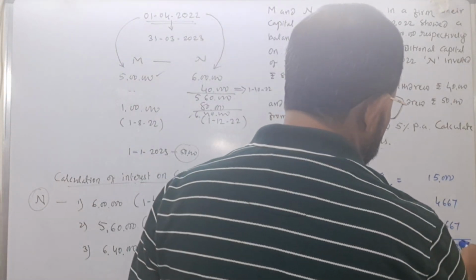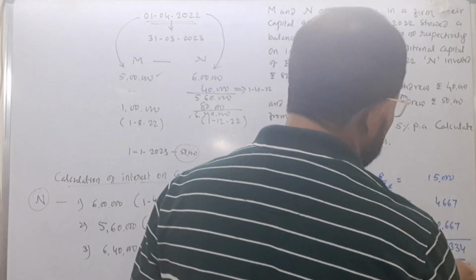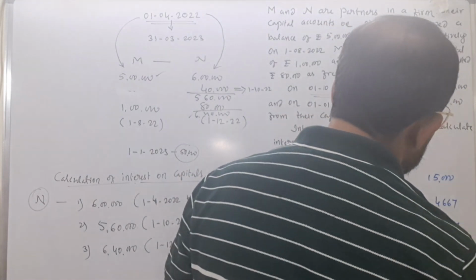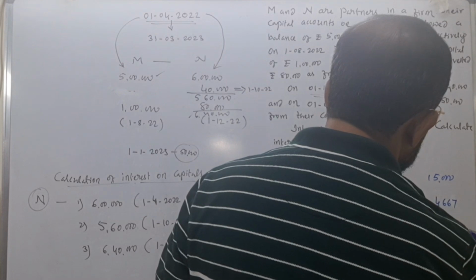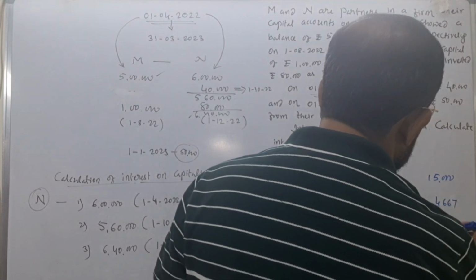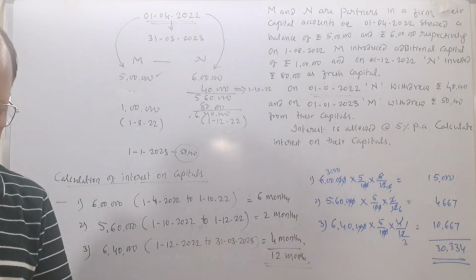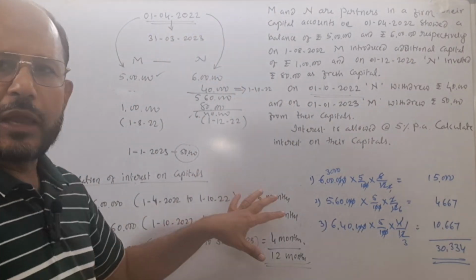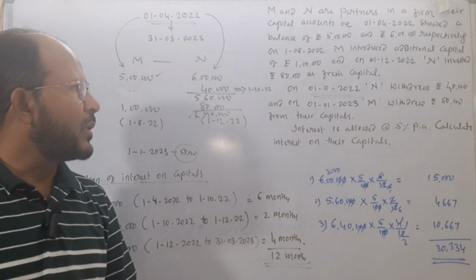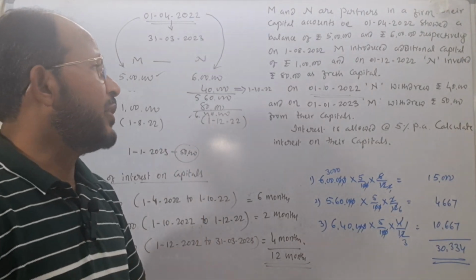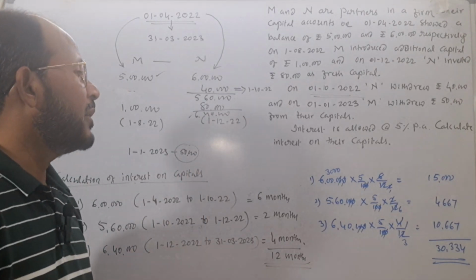7 7 14 6 12, 14 13 1 remains, again 13 1 remains, 5 5 10 1 remains, 3. Okay, 30,334. This is the way how we calculate interest on capitals when the introduction of fresh capital and also the withdrawals are given in the problem.